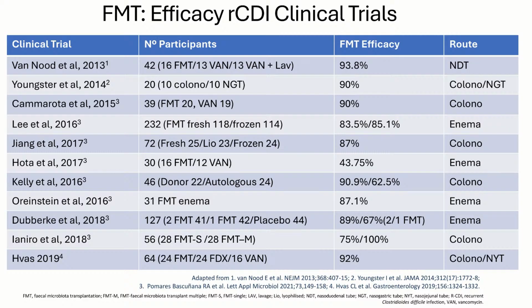And really, since then, there have been a number of other clinical trials that have been published in the literature, all showing, with the exception of maybe one or two, very similar clinical efficacy rates in the order of about 80 or 90%, depending on the route, either nasoduodenal tube, which was the original study, or via colonoscopy, via nasogastric tube, via enema, all quite similar results and supporting its use.